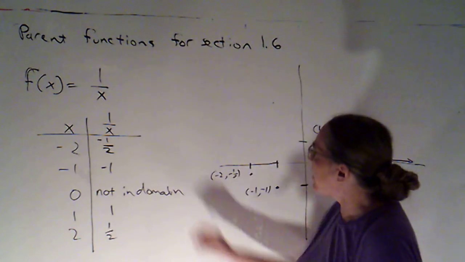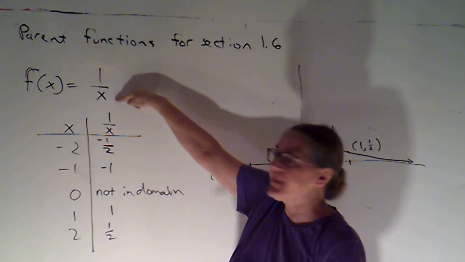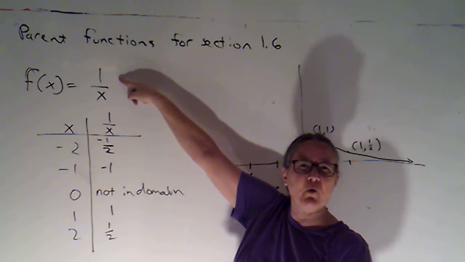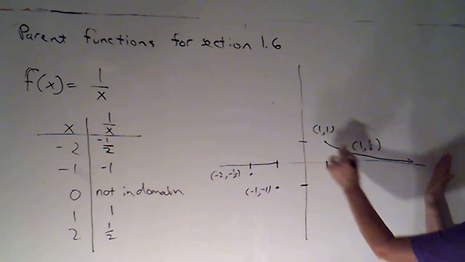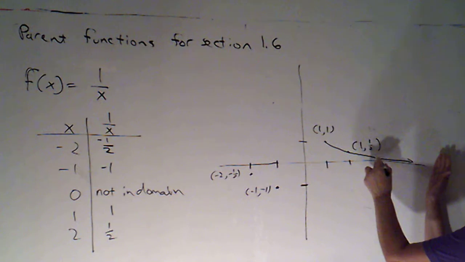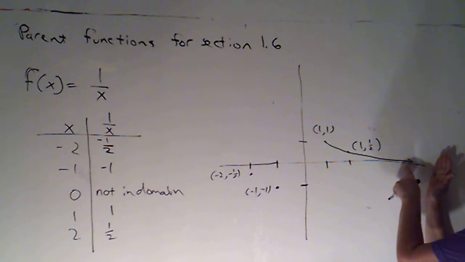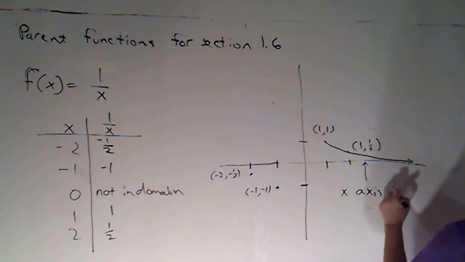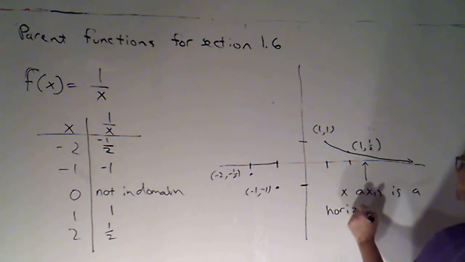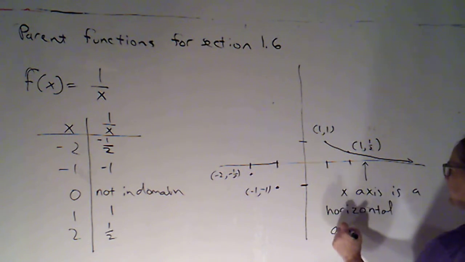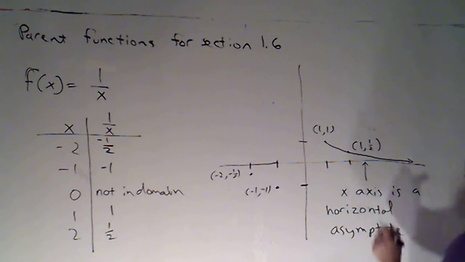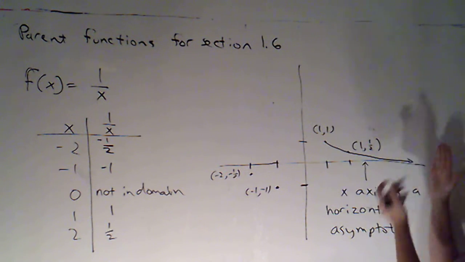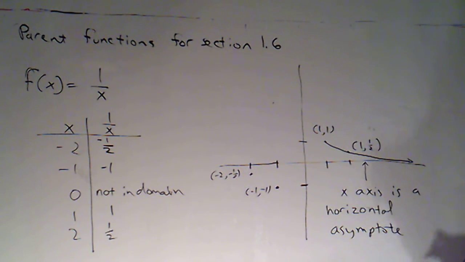Now that's going to be very, very close to the x-axis, but I'm never going to actually hit 0. Remember, a fraction is 0 if the top is 0 and the bottom isn't. But the top of this fraction is never going to be 0 because it's always 1. So what's going to happen as I move to the right is this function's going to get smaller and smaller and smaller, but it's never quite going to hit 0. So the x-axis here is a horizontal asymptote. It's a line that we're going to get arbitrarily close to as x goes off towards infinity.